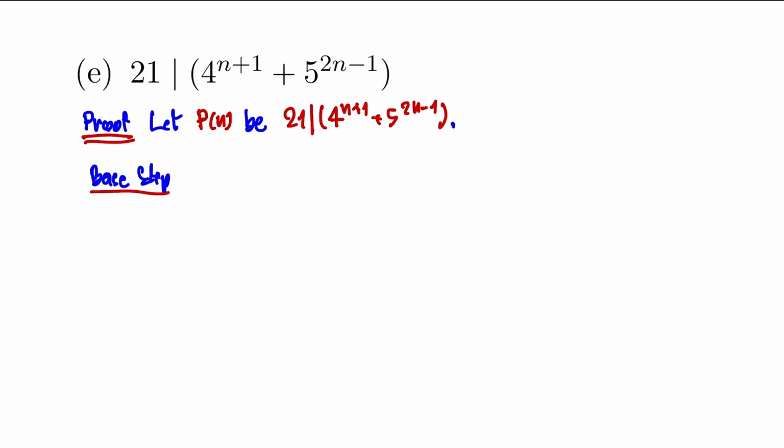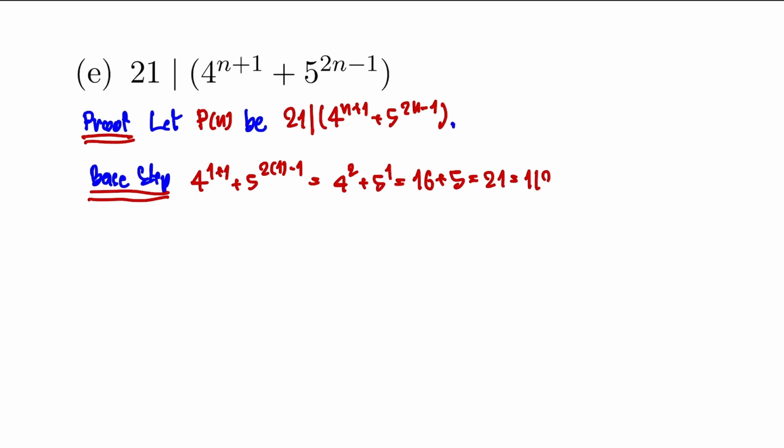For the base step, we have to plug in n equal to 1 and see if P(1) is true. So we're going to have 4^(1+1) + 5^(2·1-1), which is 4^2 + 5^1, which is 16 + 5, which is 21. And it turns out to be 1 times 21.